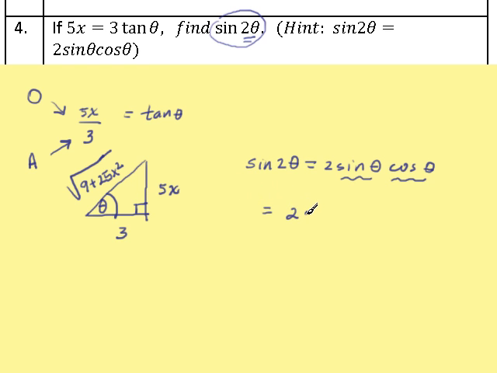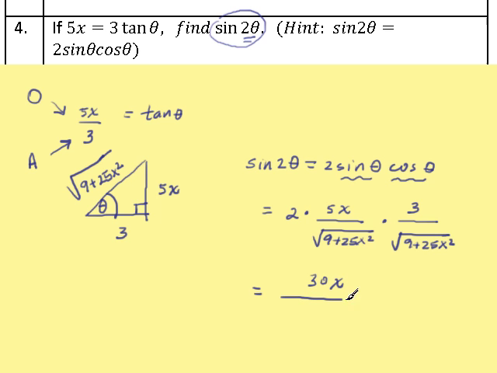So this is 2 times sine theta, which is opposite over hypotenuse, so that's 5x over square root 9 plus 25x squared. And cosine theta is adjacent over hypotenuse, so we have 3 over square root 9 plus 25x squared. We might as well just multiply those denominators, and let's just multiply those numerators as well. So in the numerator we have 2 times 5 is 10 times 3, we have 30x. And in the denominator, multiplying these two square roots, we have 9 plus 25x squared.